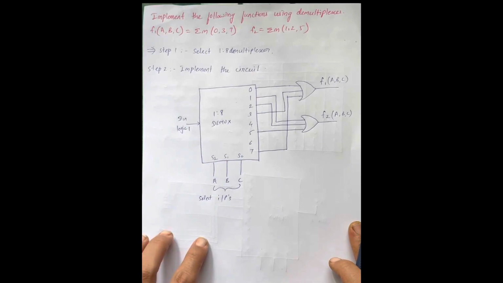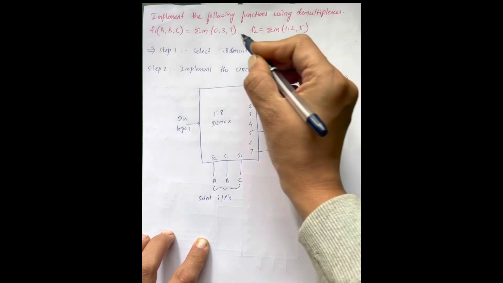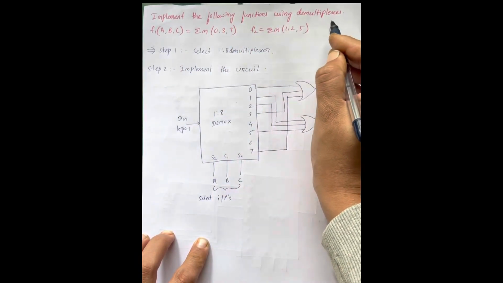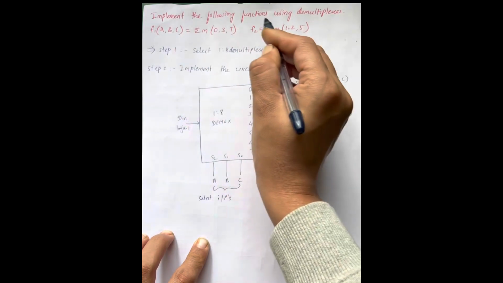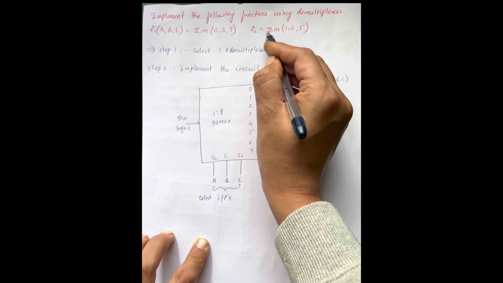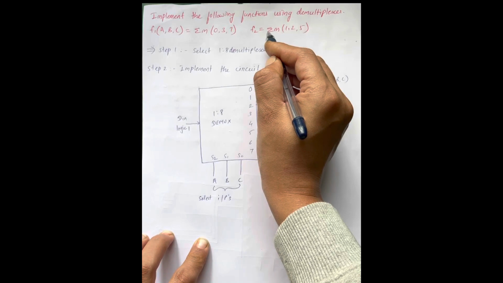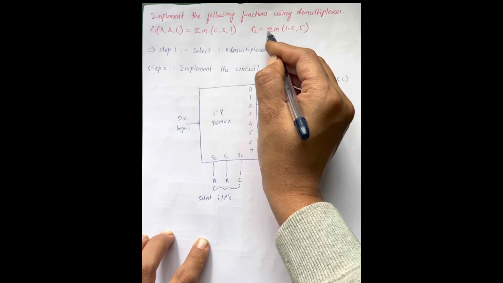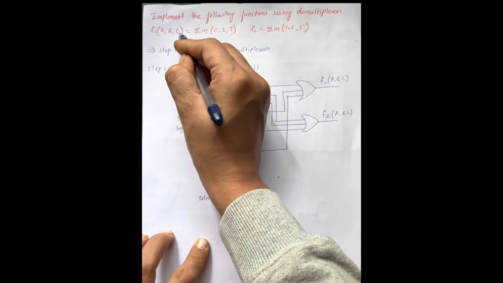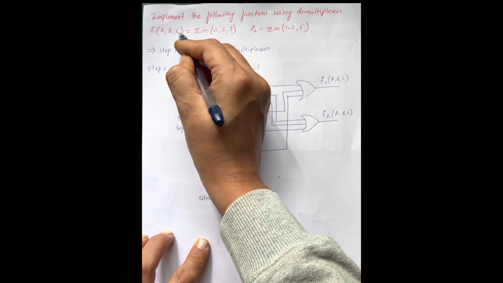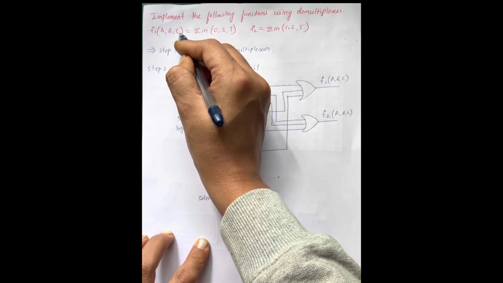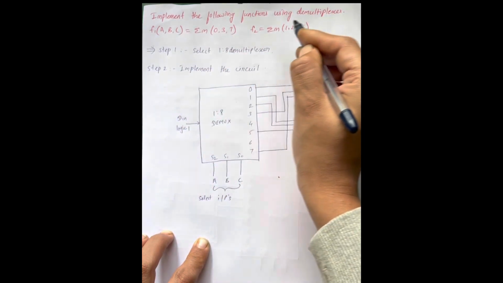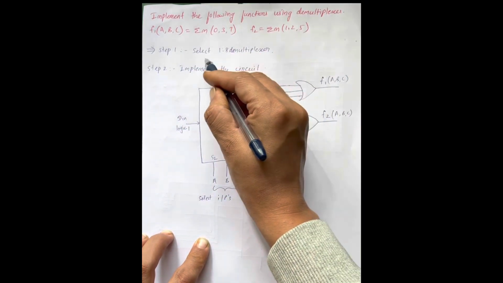Here you can see the question: implement the following functions using a demultiplexer. Two functions are given, f1 and f2, and we have to implement both using a demultiplexer, right? Which demultiplexer to use is not mentioned, but you can see there are 3 inputs, which means 2 to the power 3, that is 8 combinations. So that's why we have to use a 1:8 demultiplexer, right? So just select the demultiplexer.